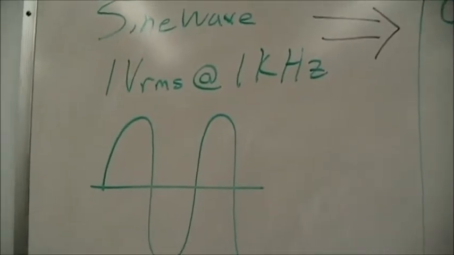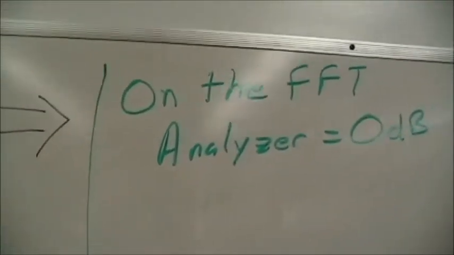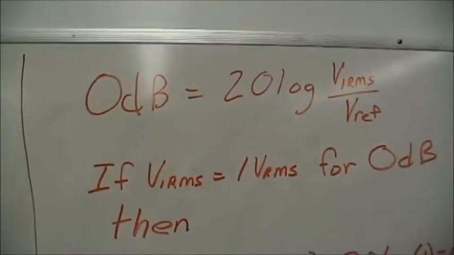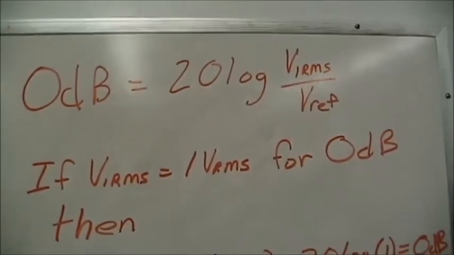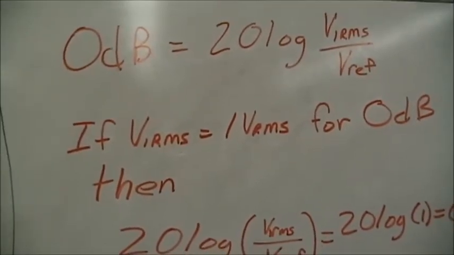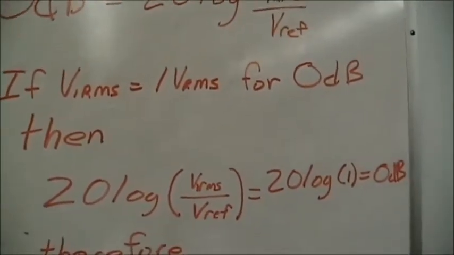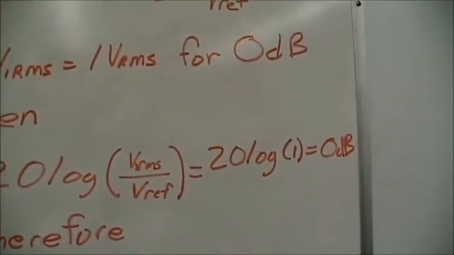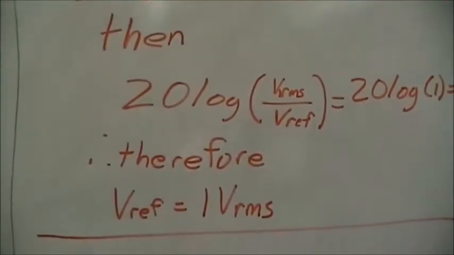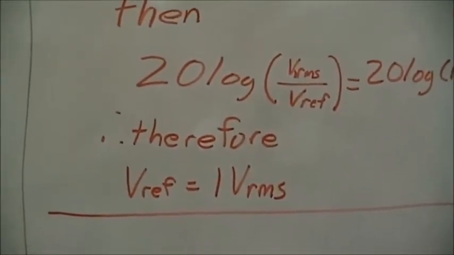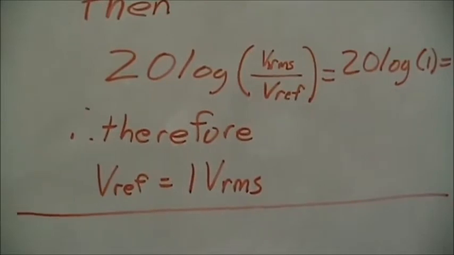Okay, so a sine wave of 1 volt RMS and 1 kilohertz displays as 0 dB on the FFT Analyzer. If 0 dB equals 20 log V1 RMS over Vref, and VRMS equals 1 volt RMS for 0 dB, then 20 log of V1 RMS over Vref equals 20 log of 1, or 0 dB. Therefore, Vref equals 1 volt RMS. So the FFT Analyzer is referenced to 1 volt RMS.